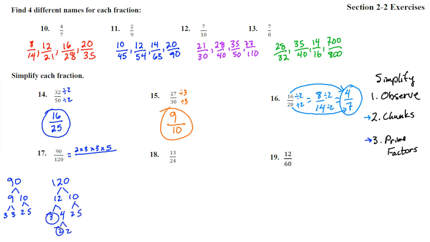So if we circle all the prime ones, let's go in order. 2, there are 3 of those. 2 times 2 times 2, and then 3 and a 5, times 3 times 5. Now you can clearly see, oh, there's a 2 that comes out of the top and the bottom. There's a 3 that comes out of the top and the bottom. There's a 5 that comes out of the top and the bottom. And this will reduce down to, let me see, what do we got on top? Just a 3. And on the bottom is a 2 times a 2, which is a 4. That reduces all the way down to 3/4.